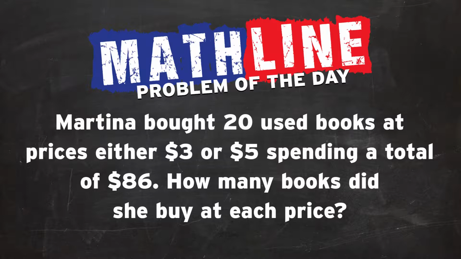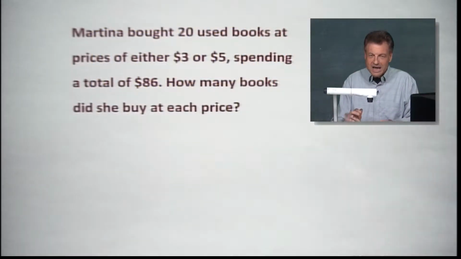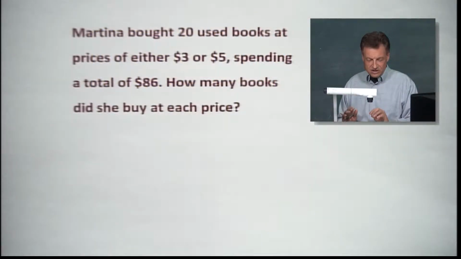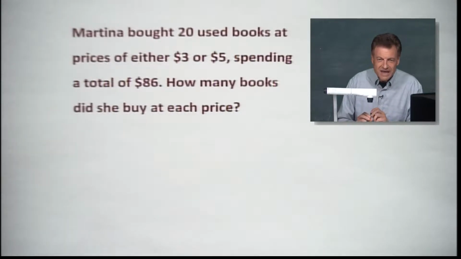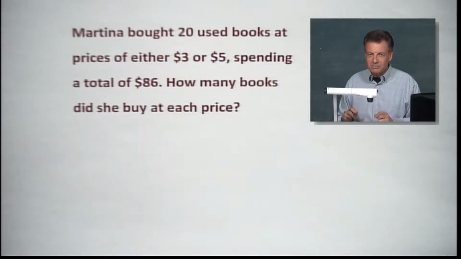So basically two important things here, two important totals. We've got 20 books and we're spending $86, and the prices $3 and $5 are fixed. We can't do anything about that, and it looks like we can't do anything about 20 and 86. So let's see how we're going to work through this problem. I've had a few people on Facebook already showing me some answers, and some are right, some are wrong, but we'll see which one works out.